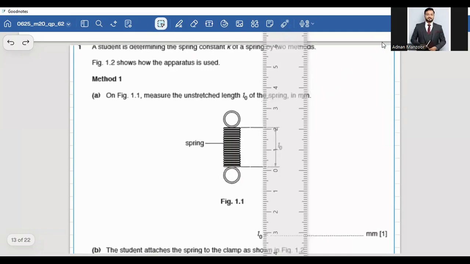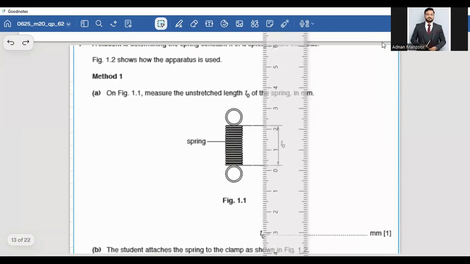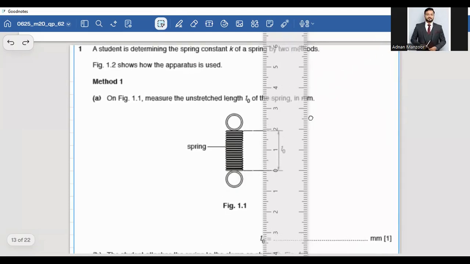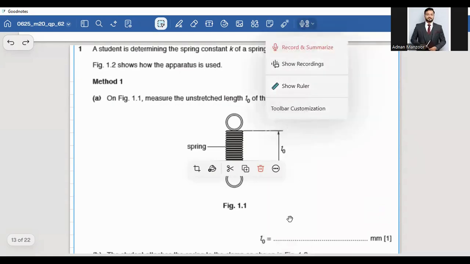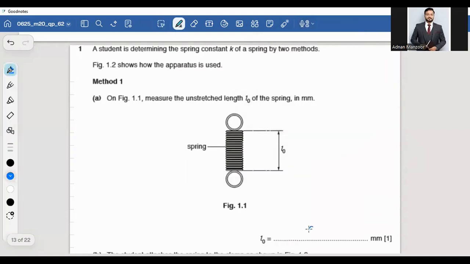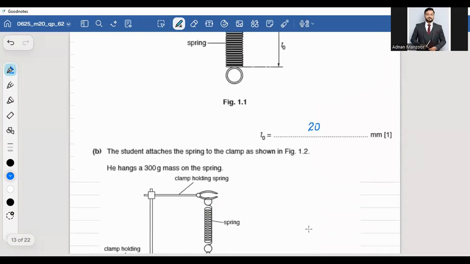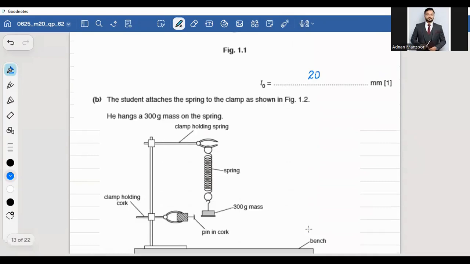Let me give you another example. Look at me here: I am increasing the size of the image. Then you can see that now the value has changed to 1.9. So it depends on the print size that you are using. For now, if I leave it at the one we have already discussed, it's 20 or 21, so that's totally fine, 20 for example. All right. The student attaches the spring to the clamp as shown in figure 1.2.